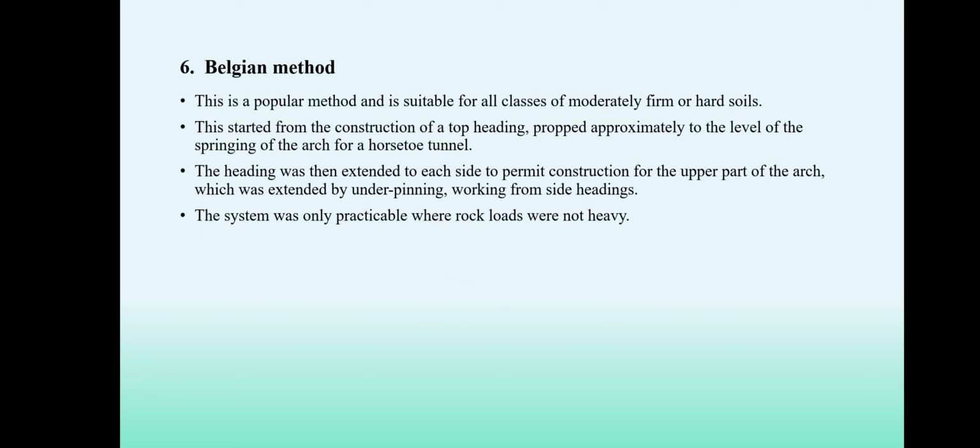Belgian method. This is a popular method and is suitable for all classes of moderately firm or hard soil. This started with the construction of a top heading propped approximately to the level of the spring of the arc of a horseshoe-shaped tunnel. The heading was then extended to each side to permit construction of the upper part of the arc, which was extended by underpinning working from side headings. The method was only practicable where rock loads were not heavy.